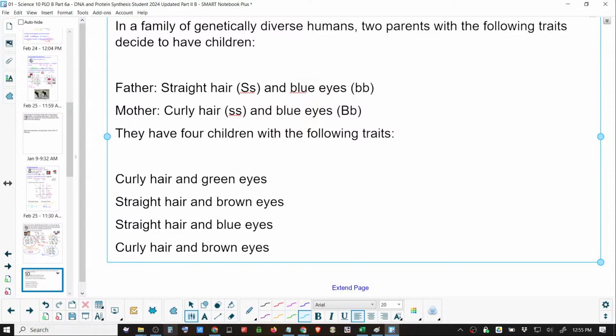Is it possible for your traits to change? Because my dad used to have straight blonde hair and now it's black and curly. Oh yeah, as you get older, your hair tends to darken over time.